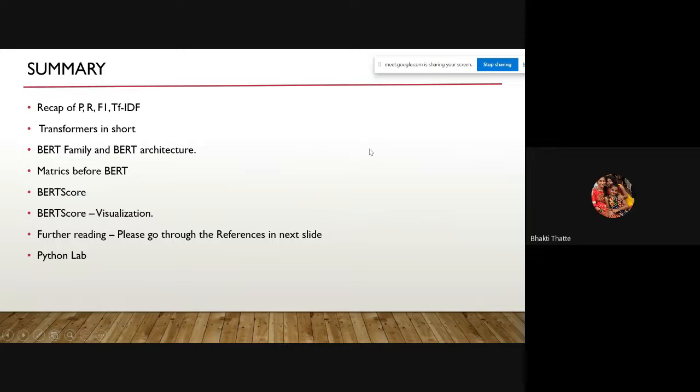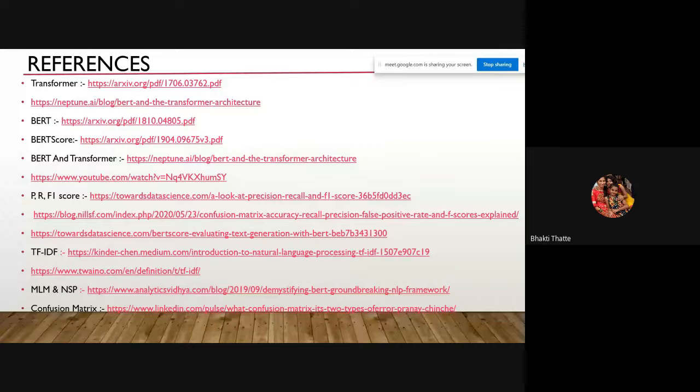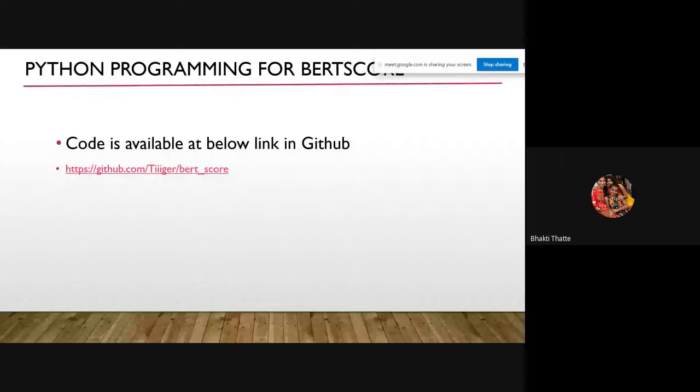So then coming to the summary, we have done the recap of precision, recall, F1 score, TF-IDF. Then we have seen transformer architecture in short, then BERT family and architecture. Then what are the metrics we used before BERT? We understood the BERT score and visualization of BERT score. And for a further deep dive, if anyone wants to do, I'll be sharing the references in the next slide. And then we'll go through the Python lab to know the BERT score. So these are a few references. And now we'll go to the lab.